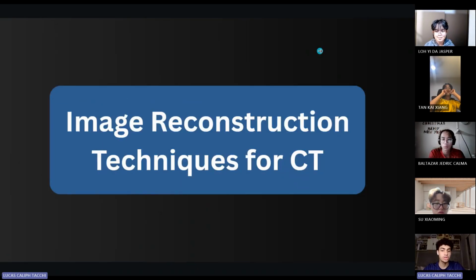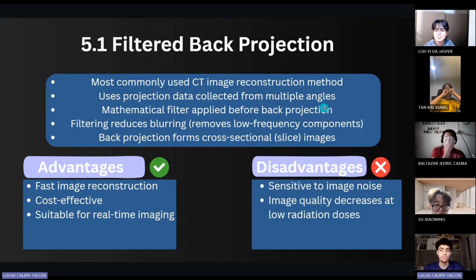Next, I'll move on to image reconstruction techniques in CT. After data acquisition, images must be reconstructed. Filtered back projection, or FBP, is a traditional method. It uses mathematical filtering to reduce blurring before forming the image. FBP is fast and cost-effective, but image quality drops at low doses due to increased noise.